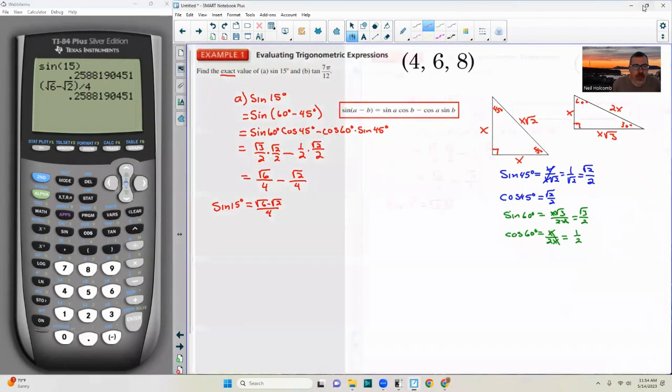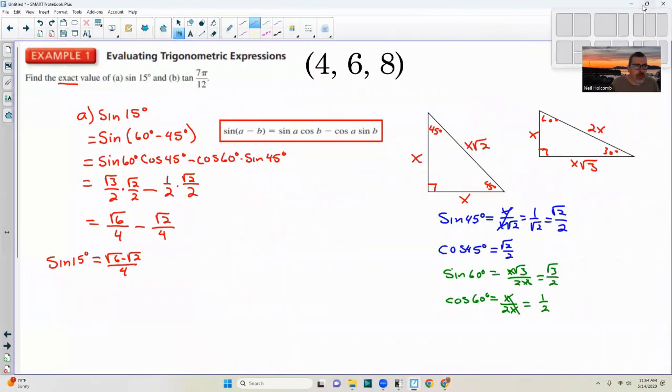So therefore the sine of 15 is the square root of 6 minus the square root of 2 divided by 4. Okay, so now let's take a look at the next one, part B, the tangent of 7 pi over 12. All right, well, this one is in radians. So let's just think about that a moment.